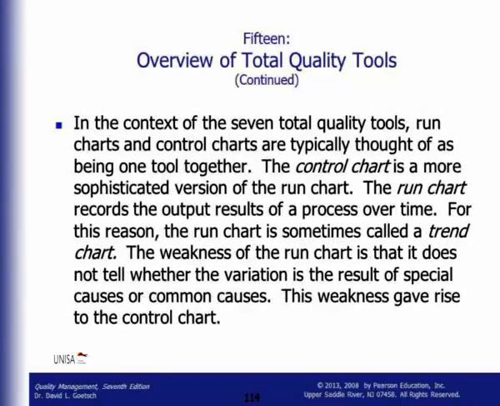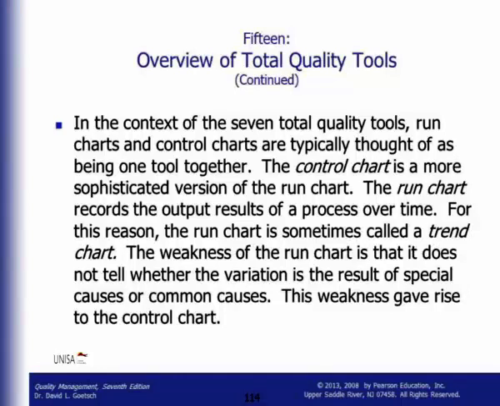In the context of the seven total quality tools, run charts and control charts are typically thought of as being one tool together. The control chart is a more sophisticated version of the run chart. The run chart records the output results of a process over time. For this reason, the run chart is sometimes called a trend chart.